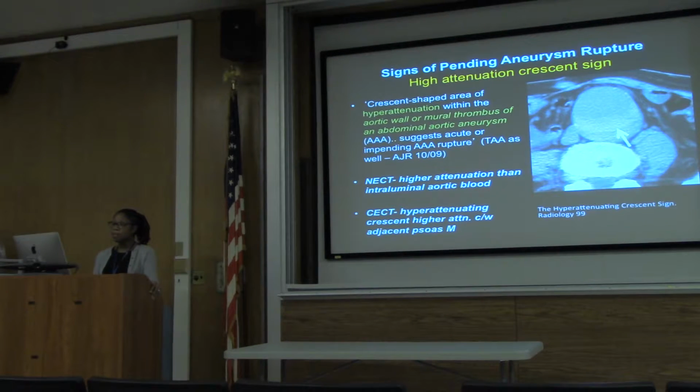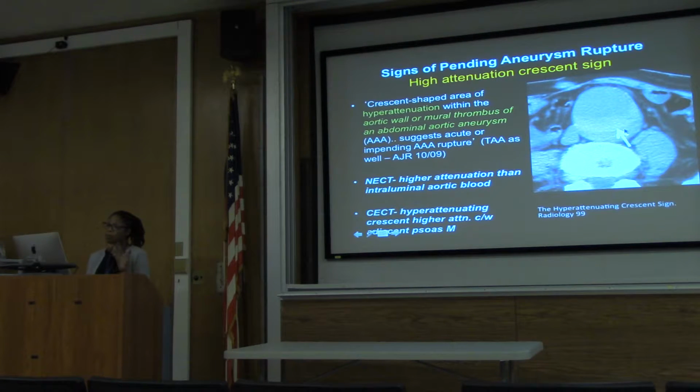So let's talk about some signs of impending rupture. The major one, I guess, is the high attenuation crescent sign. What happens is that there's bleeding within the hematoma that causes this high density area here.